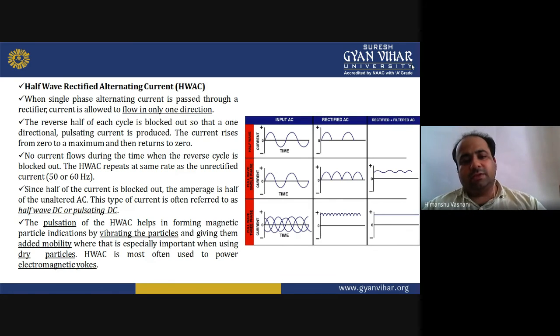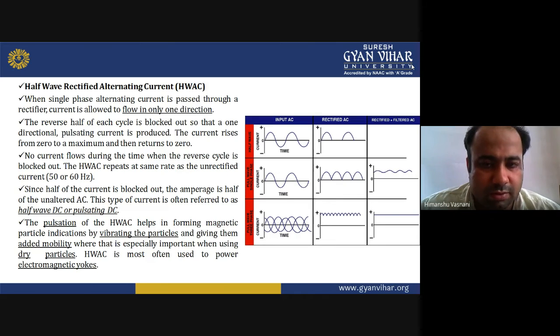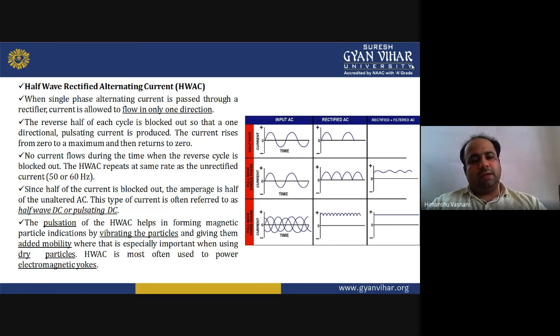HWAC is most commonly used to power electromagnetic yokes. So you can use this HWAC in electromagnetic yokes. You can see in the diagram also how it is done.